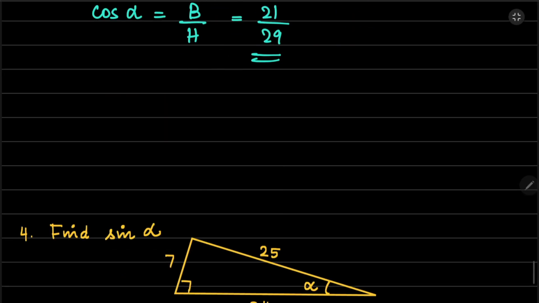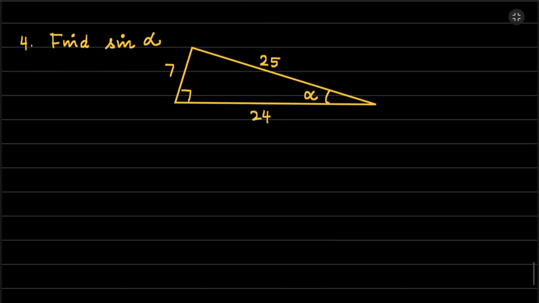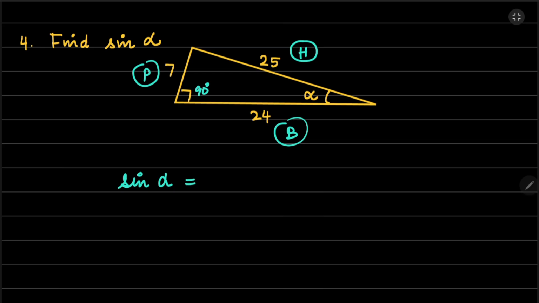Okay. Let's move on to the fourth question. Here again you have to find sine alpha. Alpha is given to you 90. This is 90 degrees. So this will be your hypotenuse alpha. So this is your perpendicular and the third one is your base. So sine alpha will be equal to P by H. What's your P? 7. What's your H? 25. So 7 by 25 is your answer.